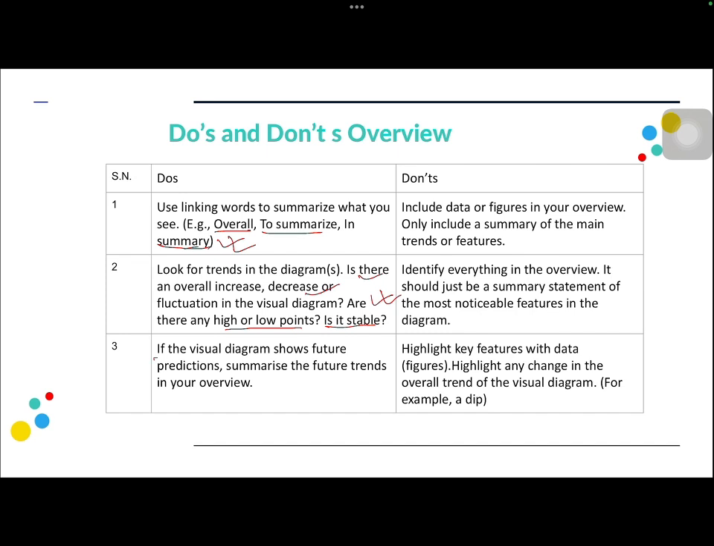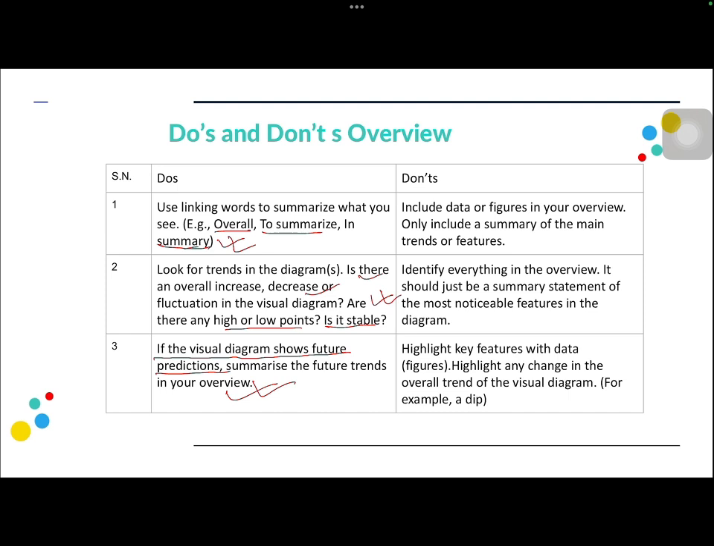Now, another important thing is if the visual diagram shows the future predictions, summarize the future trends in your overview. And in some questions, the data for the future is also given. If there is such a question, you have to ensure that you are mentioning that information in your overview.